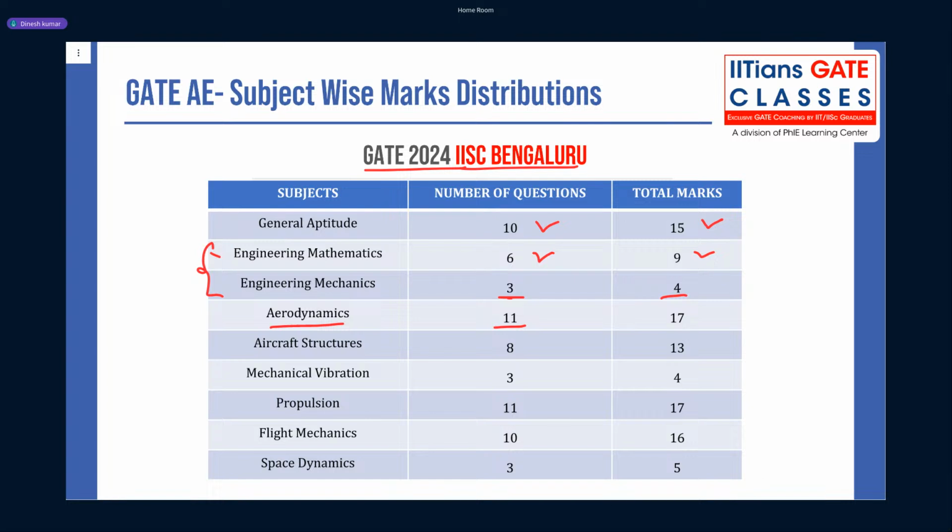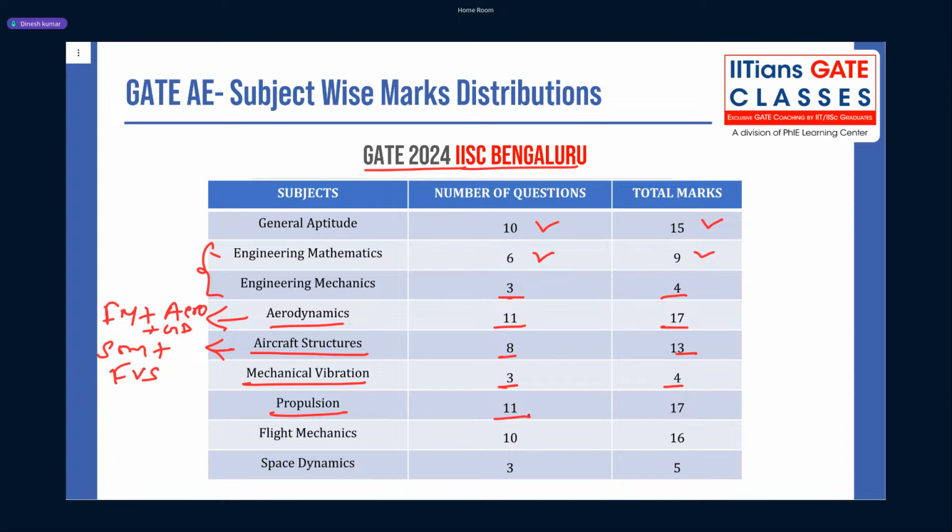Aerodynamics, it was 11 questions, 17 marks. So in aerodynamics there are three subjects, which are fluid mechanics, low speed aerodynamics and compressible fluid flow. Structures, aircraft structures. So here there are two subjects which are SOM and flight vehicle structure. And here aerodynamics like fluid mechanics, then aero and GD. So here 8 questions for 13 marks, and mechanical vibration there were 3 questions which are for 4 marks.